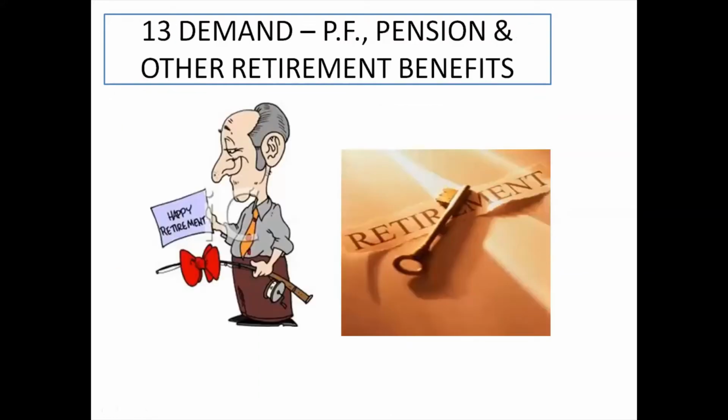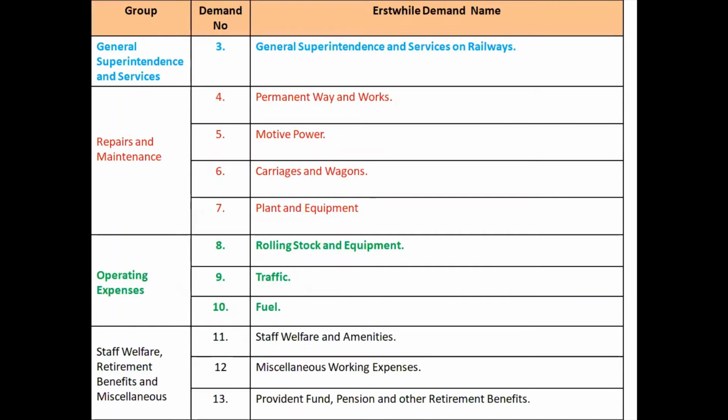That means all provident fund, pension, DCRG, leave encashment, commutation of pension, regular pension, one-time benefit, everything comes under demand number 30. This is the last demand under demand number 3 to 30, and the last stage of the employee. Please, this is very important for MCQ purposes also. They will ask this.